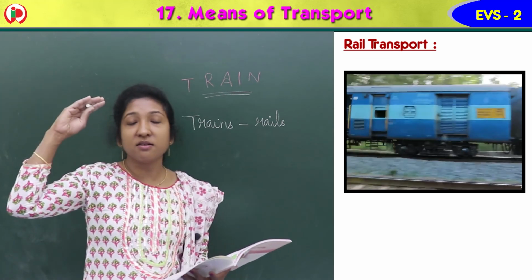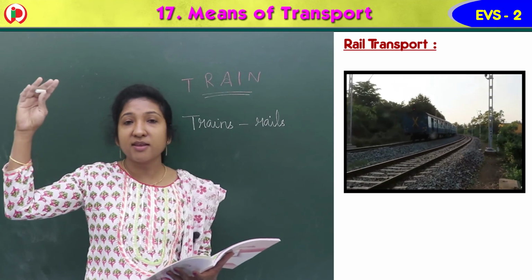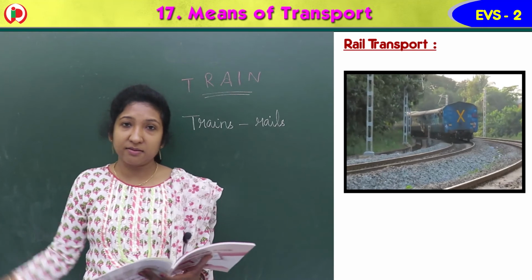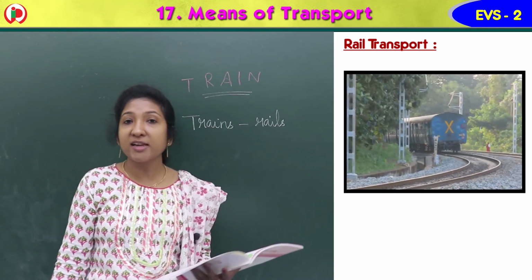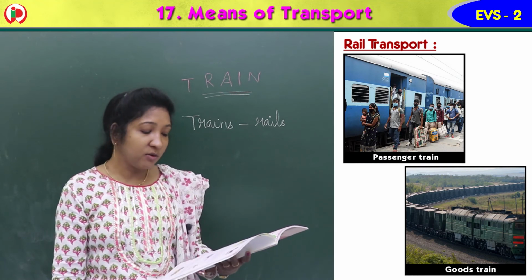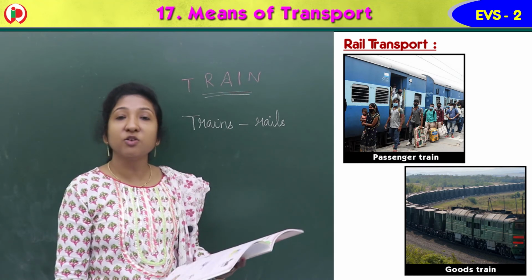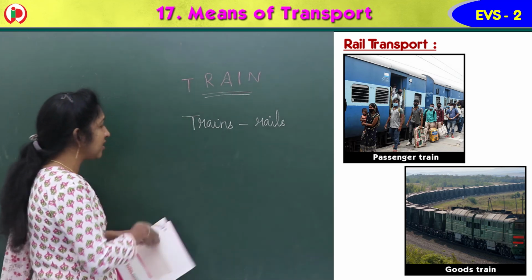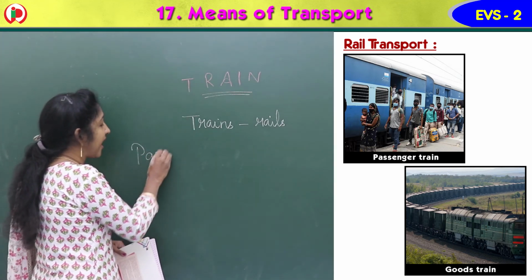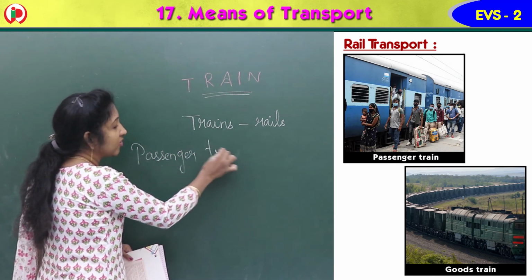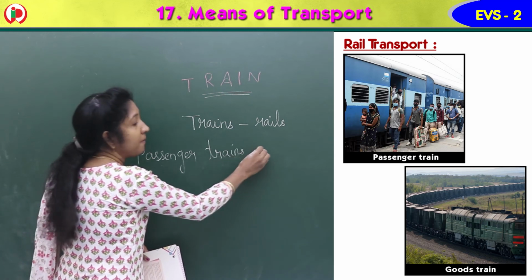First, trains used to run on diesel engines. Now we have electrical trains which run on electricity. Now the train moves on electricity. Passenger trains carry people and goods trains carry only goods. There are two types of trains. Passenger trains are there that carry only people. Passenger trains means the trains that carry people.